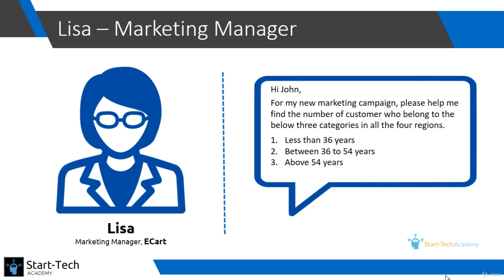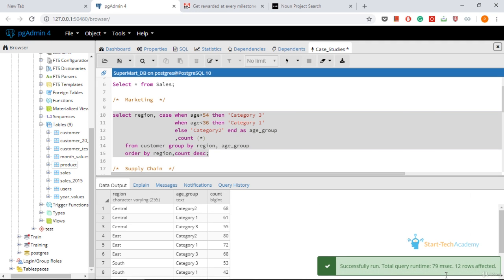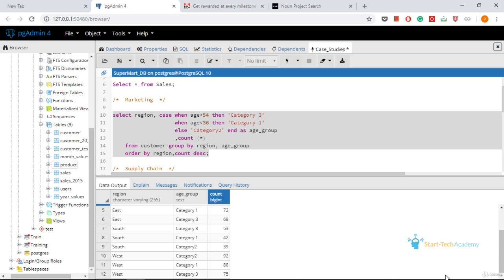Now the marketing manager is asking us to provide the number of customers belonging to the three age groups in all the four regions. To do this, I have this query written. If I run this query, I get the following result. You can see that in every region except South, category 2 has the maximum count. These are the people between the age of 36 to 54. Whereas in South, category 3 has maximum count.